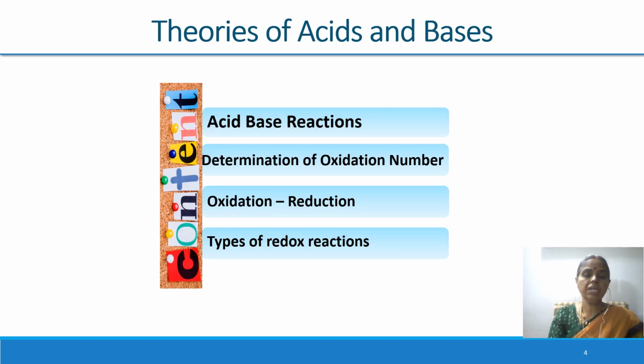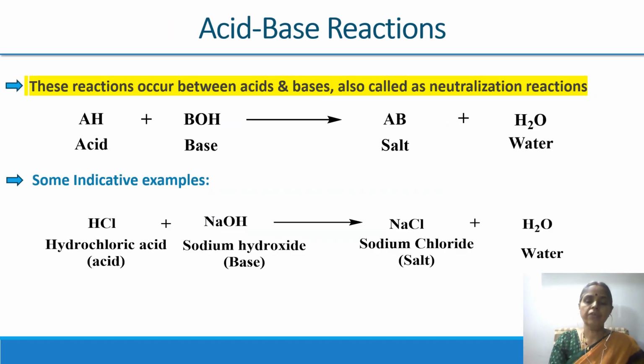Contents. The contents of this chapter are acid-base reactions, determination of oxidation number, oxidation reduction, and types of redox reactions. Now, we move to the first part of the chapter, which is acid-base reactions.